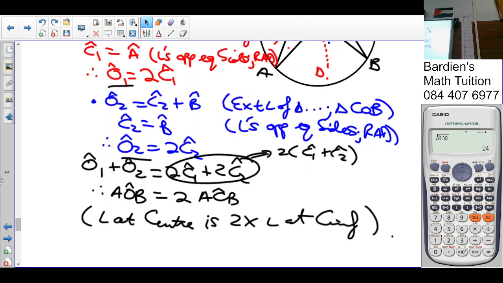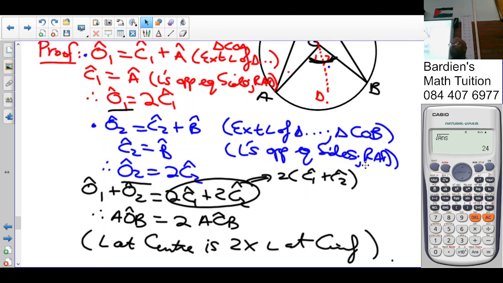People, go over the theorem again. It's worth 6 marks. And you need to know it for your upcoming exam.